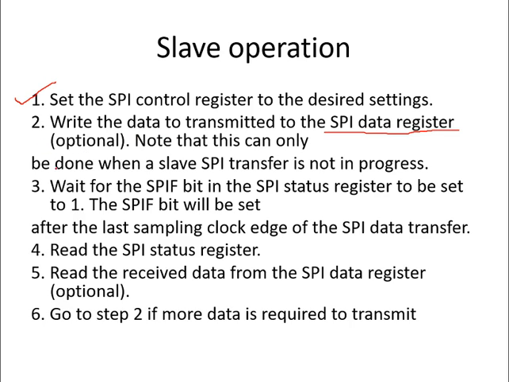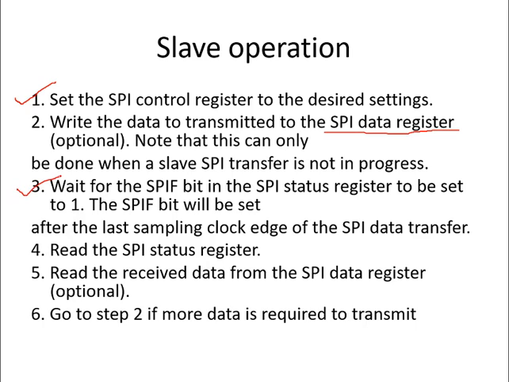Note that this can only be done when a slave SPI transfer is not in progress. So if the previous transfer is not completed, you cannot write the data in the SPI register. For subsequent data sending, you have to take care of this. Then wait for the SPIF bit in the SPI status register. So naturally we are talking about the transmission of the data in slave mode. This is the third step.